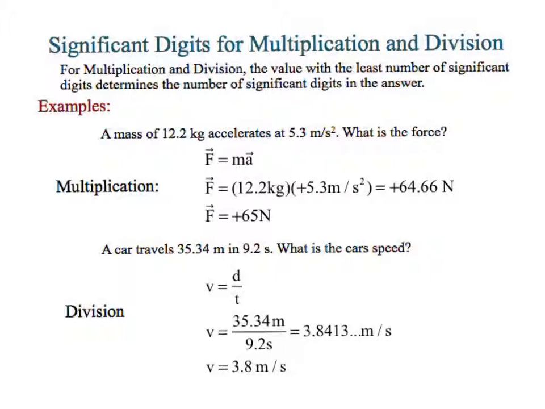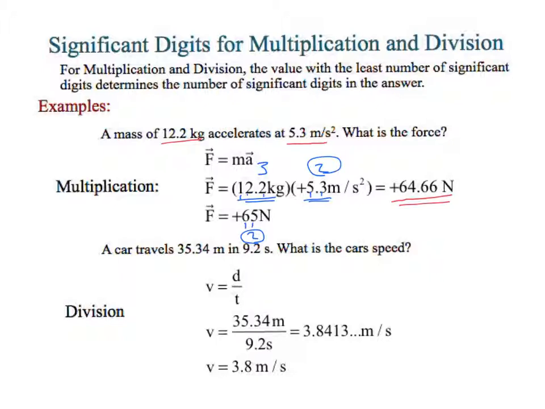So the first example is we have a mass of 12.2 kilograms and it's accelerating at 5.3 meters per second squared, and we're just trying to figure out what the force is. So if we figure out our answer, and we have an unrounded value right here, to figure out our significant digits we need to look at the numbers that are used in the calculation. If we take a look at 12.2, this has 3 significant digits, 1, 2, 3, and 5.3 has 2 digits, 1, 2. So our answer has to have the same number of significant digits as the number with the least number of significant digits. Since this has 2 sig digs, our answer then has 2 sig digs.